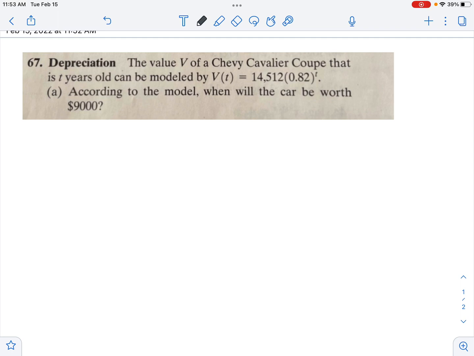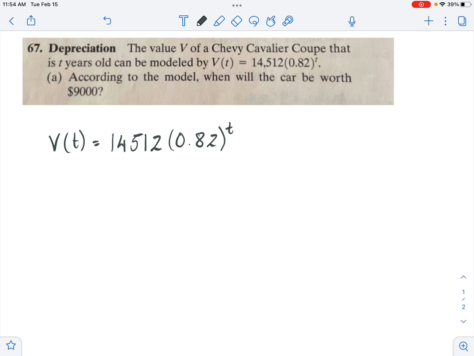All right, so my V as a function of T is 14,512, which actually represents the initial cost of the car. That is, when T is 0, you're driving the car off the lot. The value of the car is 14,512. And it's depreciating. This term is 0.82 to the T. So every year that passes, it's worth 82% of what it was the previous year. So we want to know, when will it be worth 9,000?